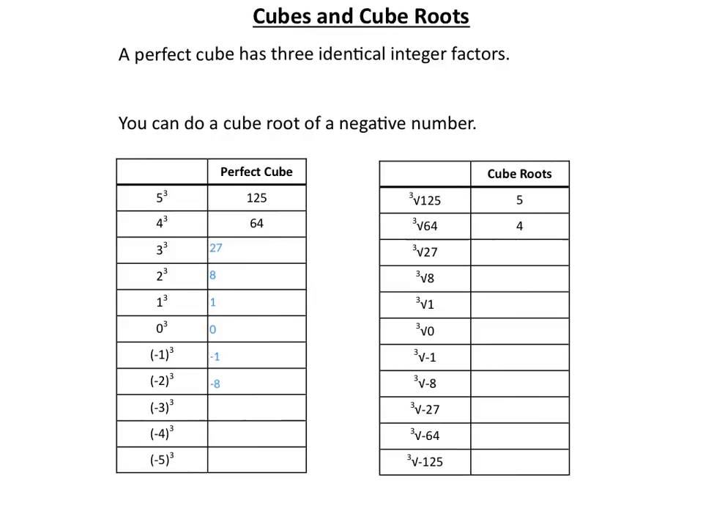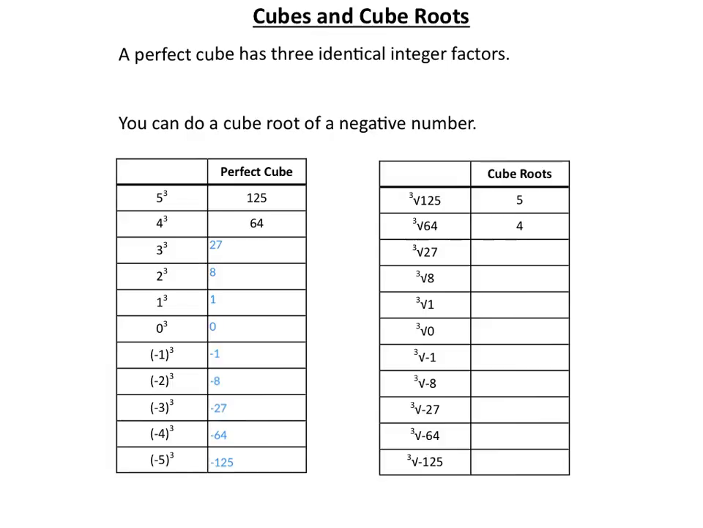-3 cubed. -3 times -3 is +9. +9 times -3 is -27. -4 cubed. -4 times -4 is +16. +16 times -4 is -64. -5 cubed. -5 times -5 is +25. +25 times -5 is -125.